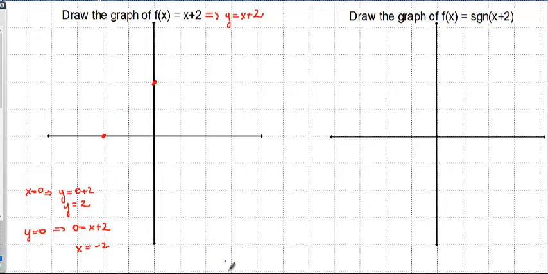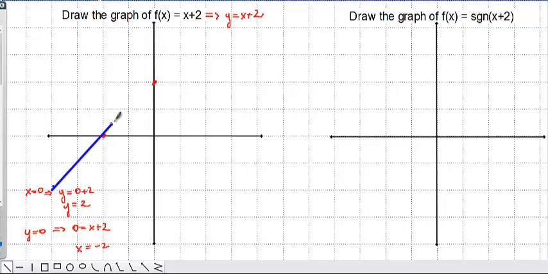If I draw the line here, the graph is going to be something like this. And this is the y is equal to x plus 2 graph. The x value is -2 here, and the y value is equal to 2.